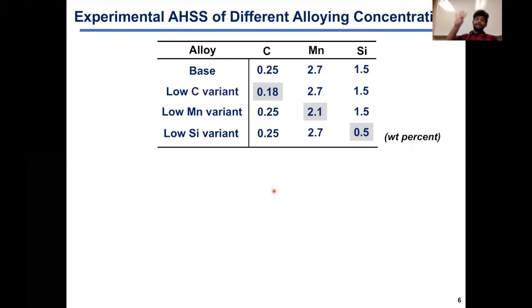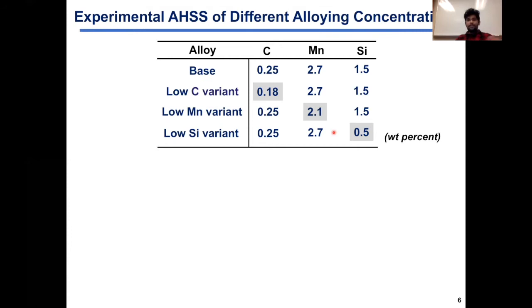So we had 4 experimental steels. We had the base alloy having the highest concentration of carbon, manganese, and silicon, a typical AHSS composition. We had a low carbon variant having a lower carbon concentration, manganese and silicon remaining the same. We had a lower manganese variant having lower manganese concentration, carbon and silicon remaining the same, and we had a low silicon variant having low silicon concentration, carbon and manganese remaining the same.